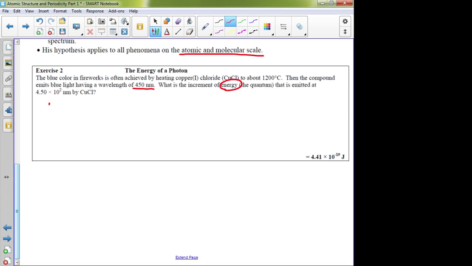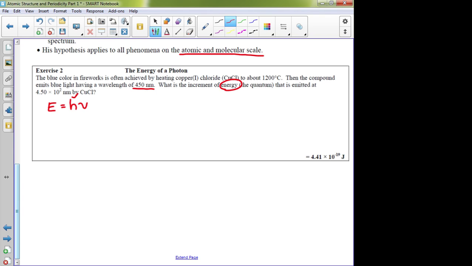Energy. So energy is equal to h, which is Planck's constant. Do I have that? Yes. Times the frequency. Do I have the frequency? No, I've got to find the frequency. How can I find the frequency? c over lambda.